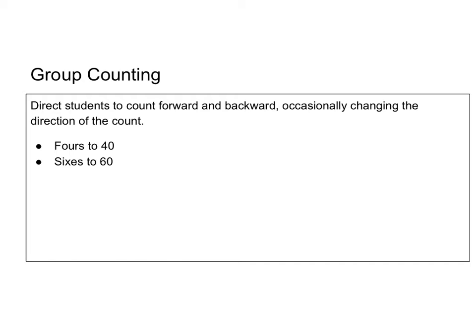6, 12, 18, 24, 30, 36. Let's go backwards here from 36. 36, 30, 24, 18, 12. And now let's move forward from 12. 12, 18, 24, 30, 36, 42, 48, 54.